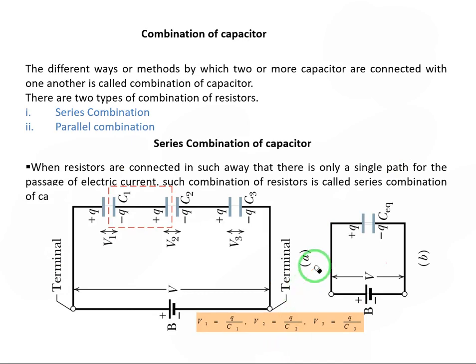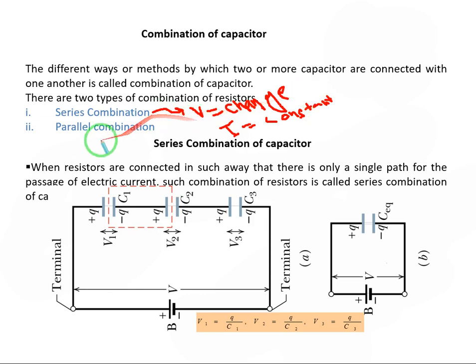Now coming to the combination of capacitors, we have two combinations: series combination and parallel combination. One thing to keep in mind: in a series combination, voltage is going to change and the current will always be constant. Current is always constant in a series. In a parallel, it's the inverse: voltage is going to be constant.